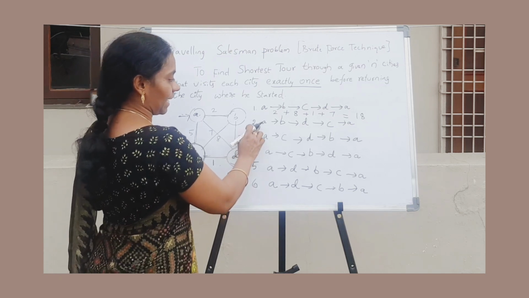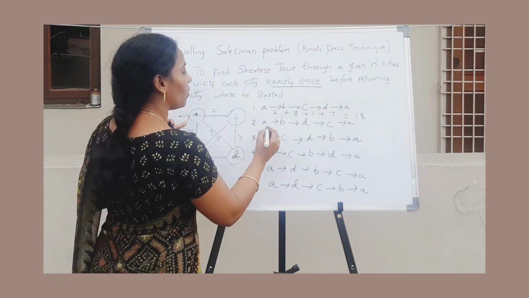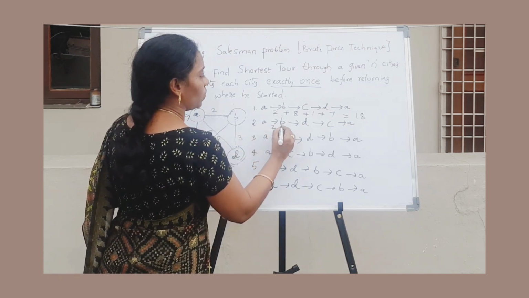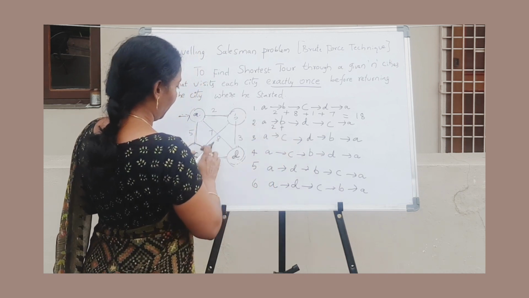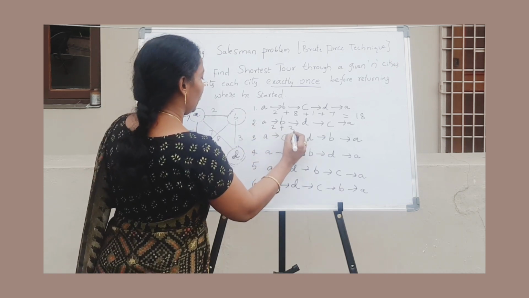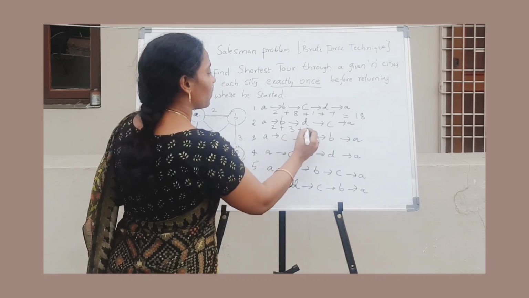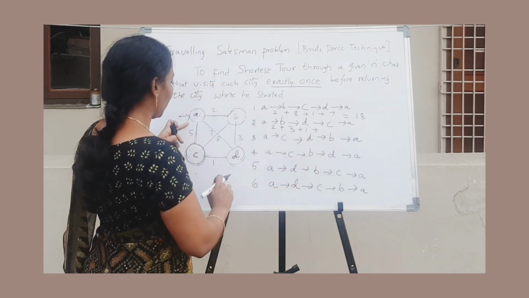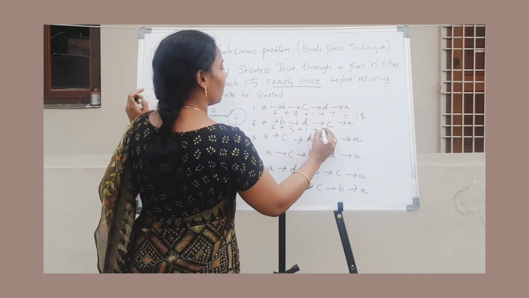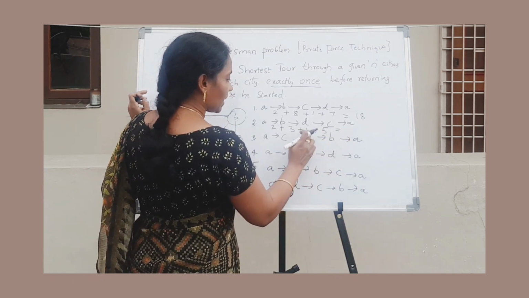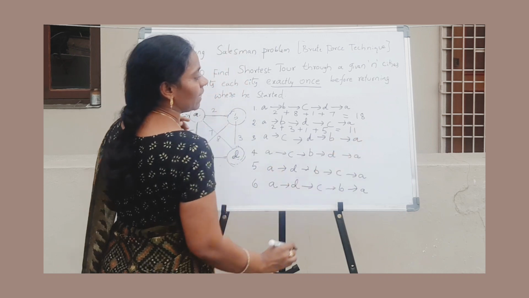Let's consider the second possible solution. From A to B we have a weight of 2, and then B to D the weight is 3. From D to C the weight is 1, and then from C to A the weight is 5. So what will be the total cost here? From here the total cost is 11.